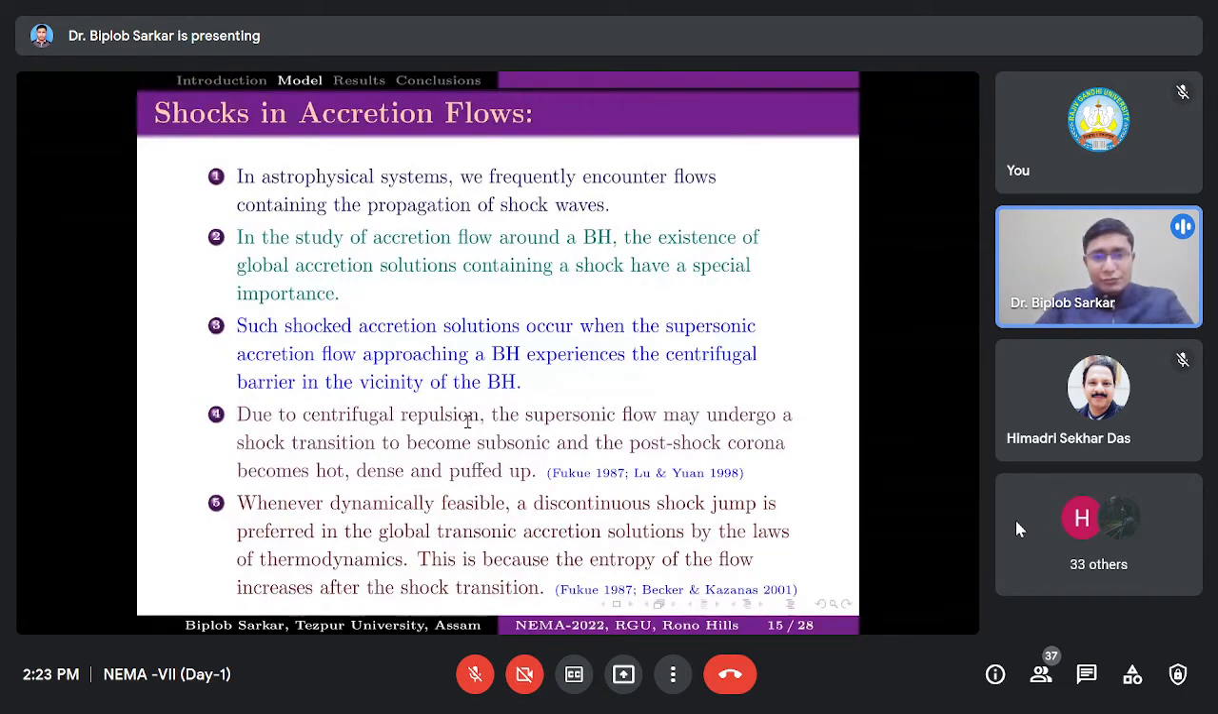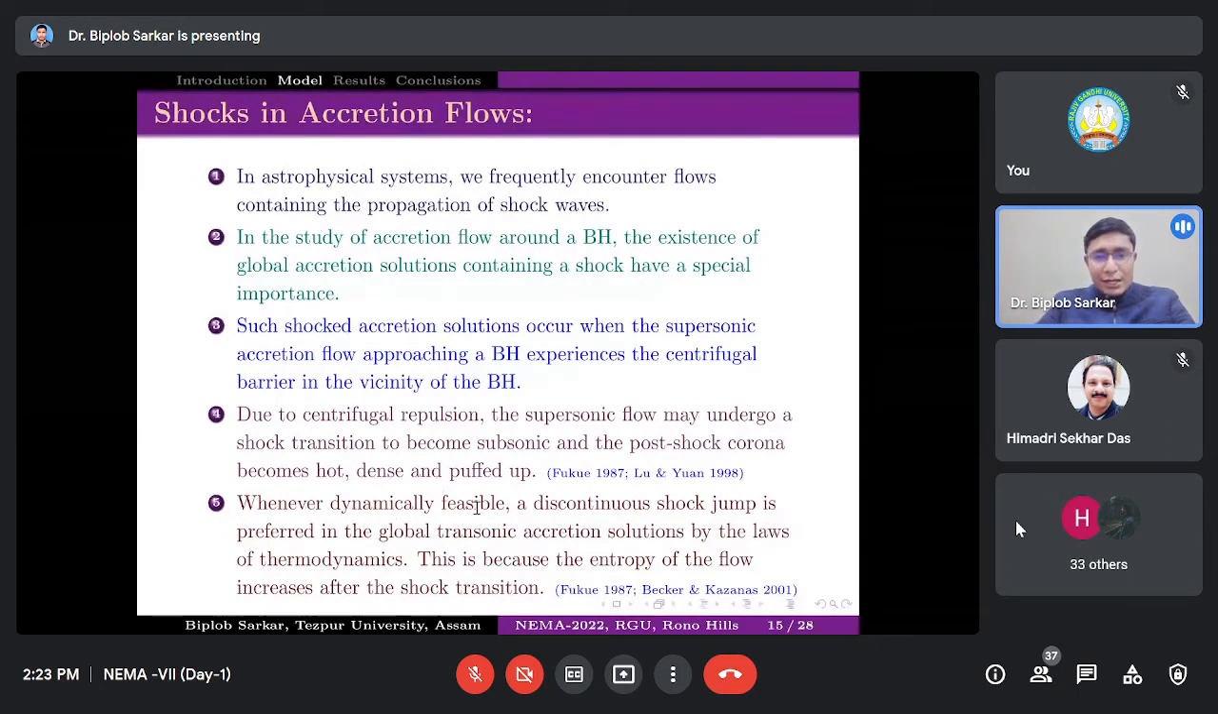Now, due to this centrifugal repulsion, the supersonic flow may undergo a shock transition, and when supersonic flow undergoes a shock transition, the supersonic flow becomes subsonic. Okay, and the post-shock corona becomes hot, dense, and puffed up. Basically, what happens? A shock is a very thin region where the flow variables, accretion flow variables like the density, temperature, the flow velocity, the sound speed, they undergo a sudden and drastic jump.